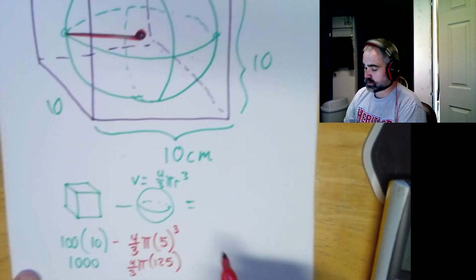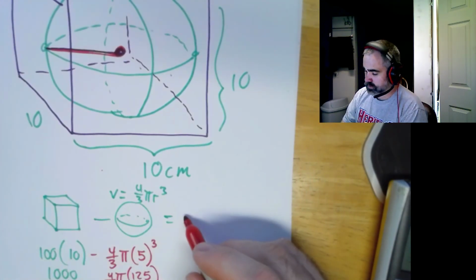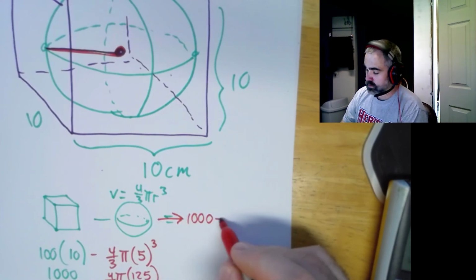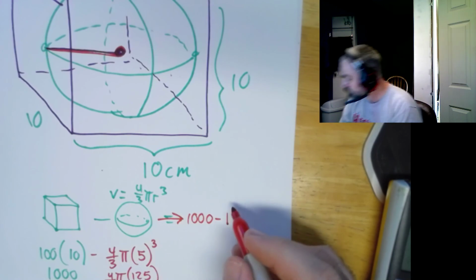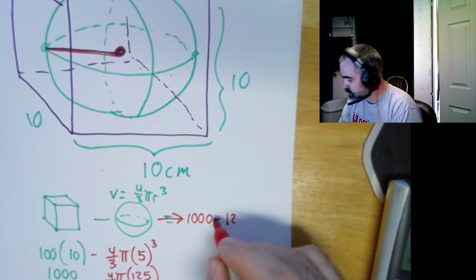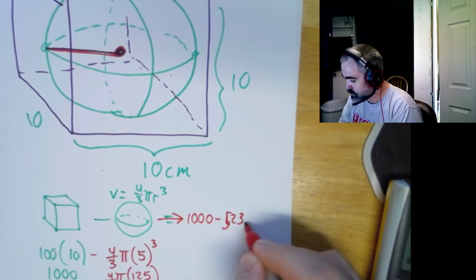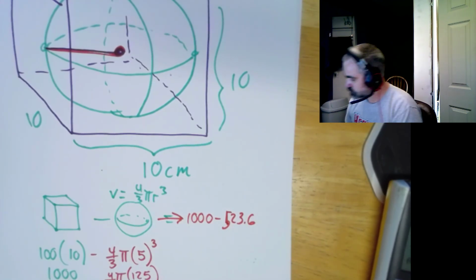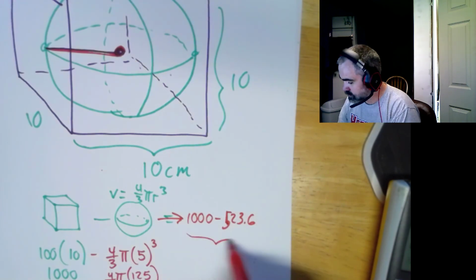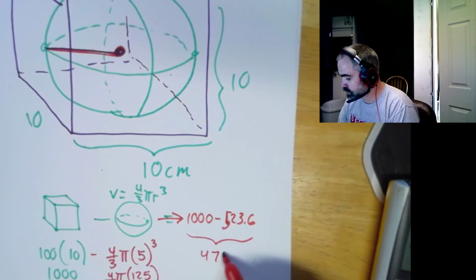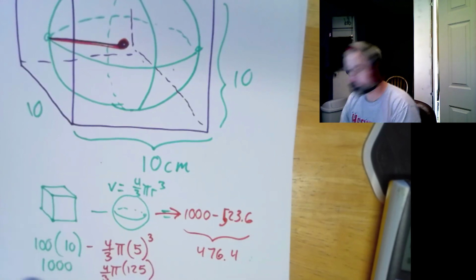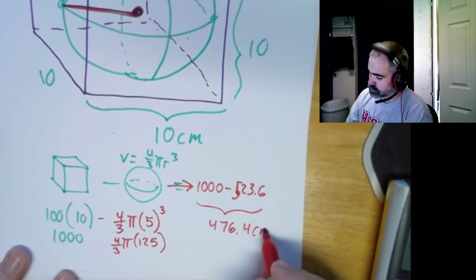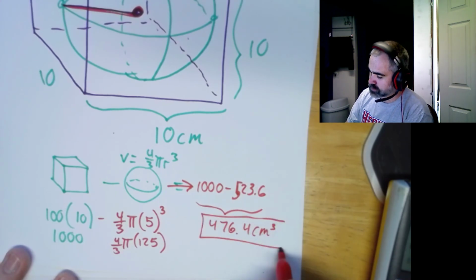So I have 1,000, let's just do it again, 1,000 minus 523.6, which is going to leave you with the area between, which is 476.4. I find this kind of a surprising result, to be honest with you, and it's cubic centimeters. Remember, all of our units are going to be cubed when you talk about volume.